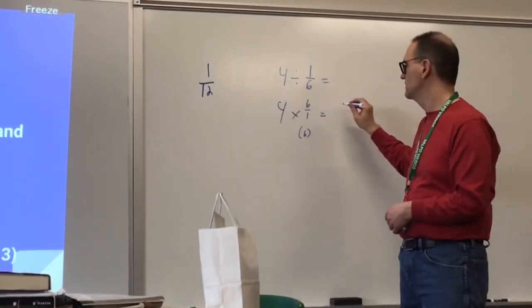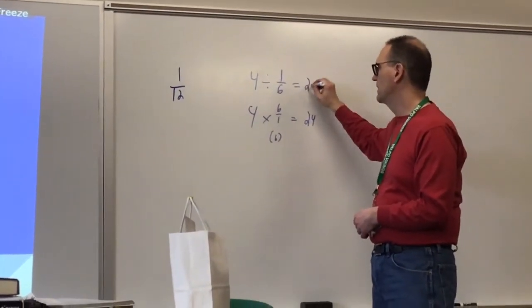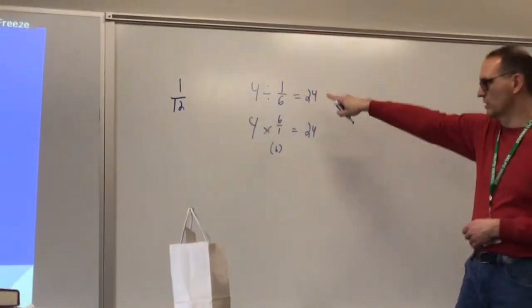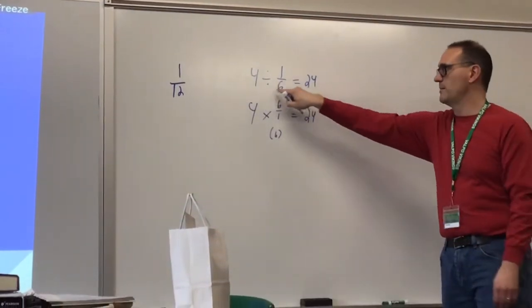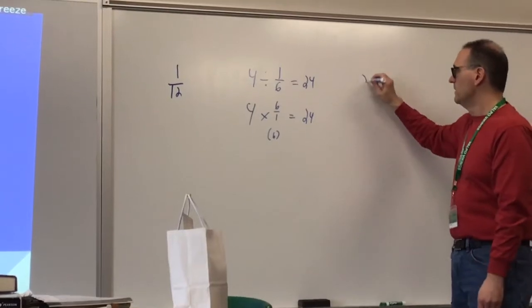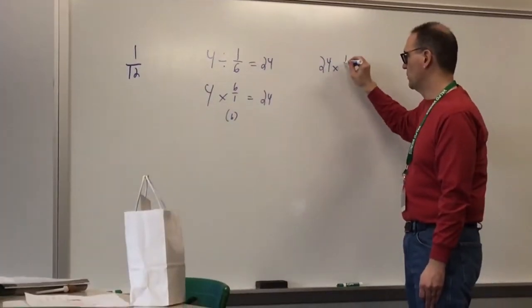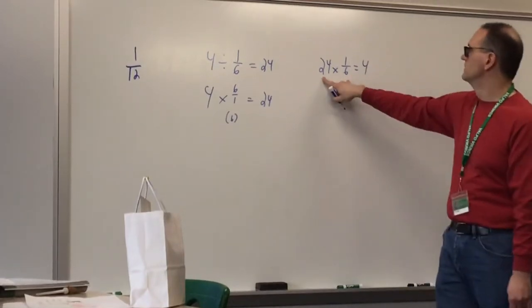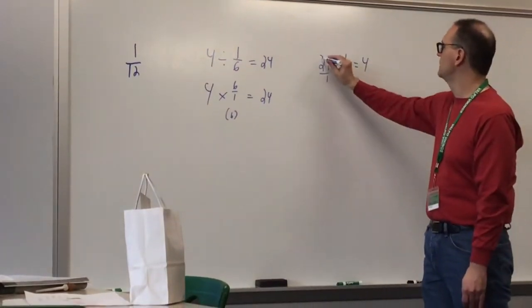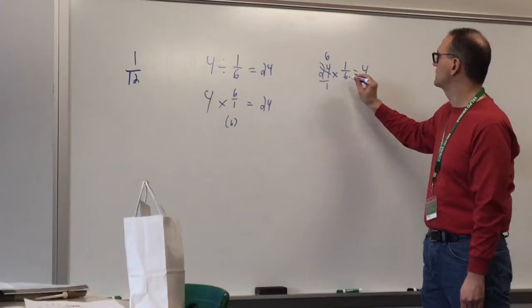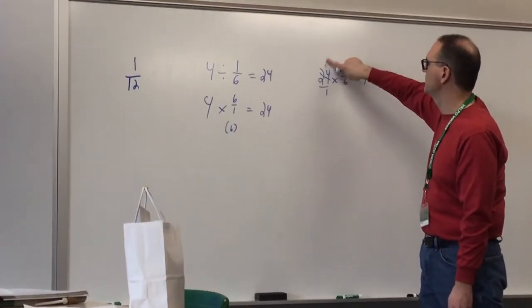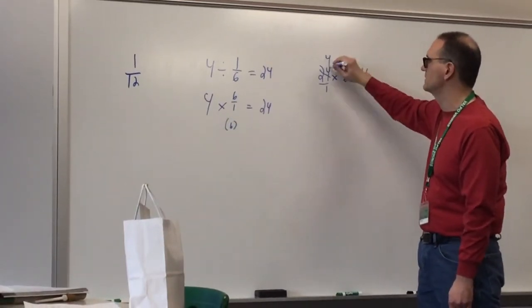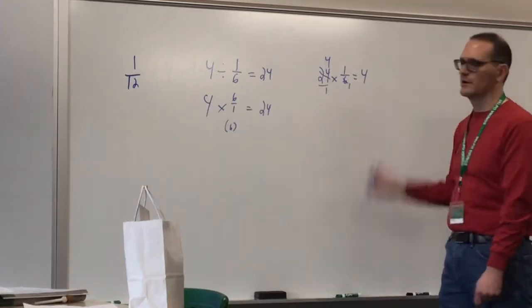And my answer is 24, right? There we go. Again, does it work in reverse? If 4 divided by 1/6 equals 24, then 24 times 1/6 should equal 4. See, if I cross cancel, that becomes a 6. Sorry, that doesn't become a 6, that becomes a 4. I'm dividing by 6. That becomes a 1. There we go with 4.